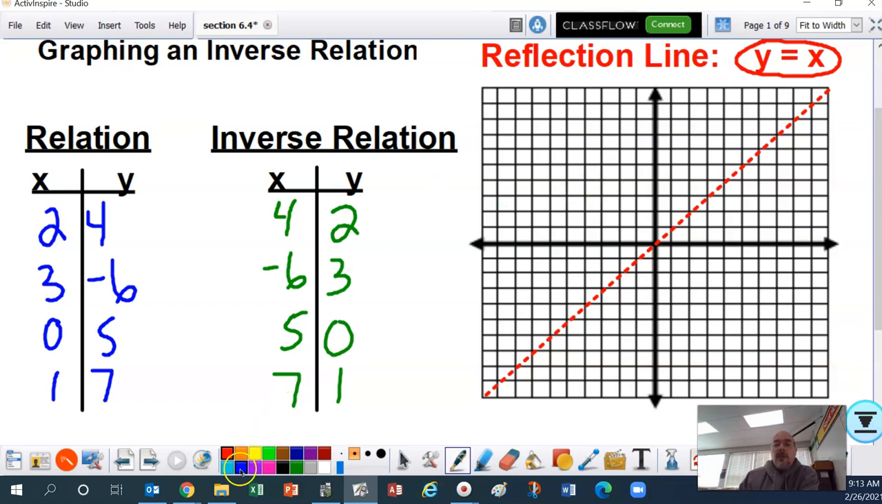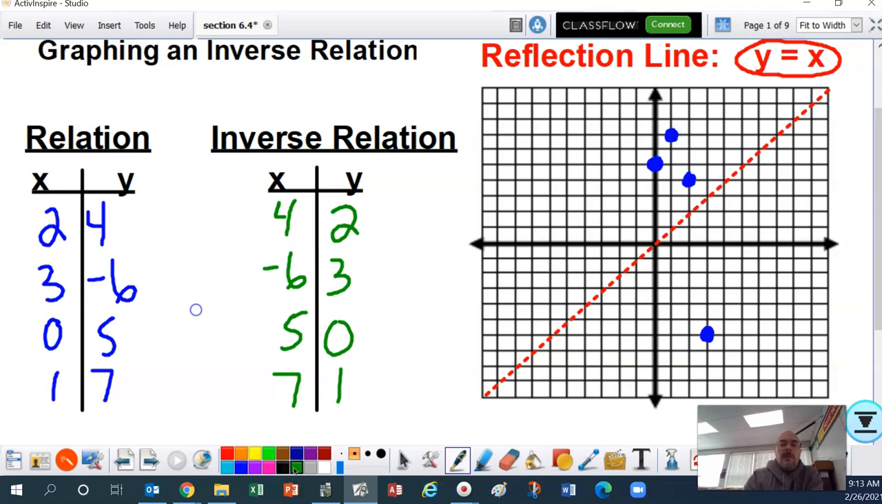All right, let me go ahead and plot the blue ones first. So 2, 4: over 2, up 4. That dot will go right there. Okay, 3, -6: over 3, down 6. That dot will go right there. Okay, 0, 5: over 0, up 5. That dot will go right there. And 1, 7: over 1, up 7. That dot will go right there.